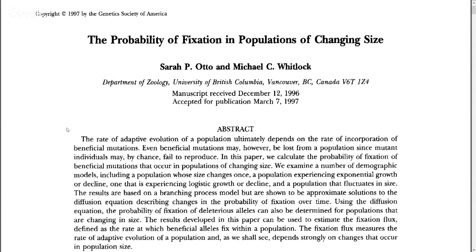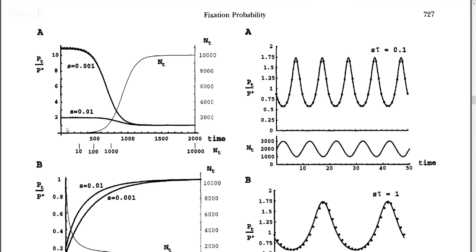The last thing that I want to say here is that if you care about the math, you want to know the numbers about how this stuff works, there's this great paper called The Probability of Fixation in Populations of Changing Size by Sarah Otto. And basically what she finds in her models is that you get rapid evolutionary change in two circumstances. When the selection forces in an environment change, you get rapid evolutionary change.